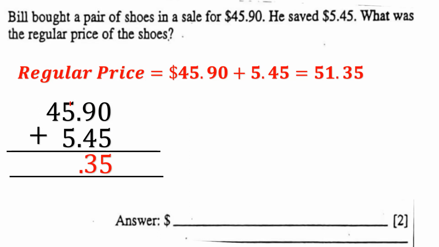Now we say, okay, well, what is 5 plus 5? Well, 5 plus 5 is 10, plus that other one that's going to be 11. So we put the 1 below and we put the other one above. And so we say, well, what is 4 plus 1? Well, 4 plus 1 is definitely 5. And so the answer here is $51.35. And so the regular price of the shoes is $51.35, which makes sense because it's the regular price. It should be more than the sales price.